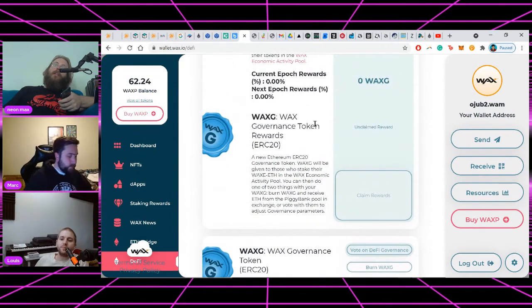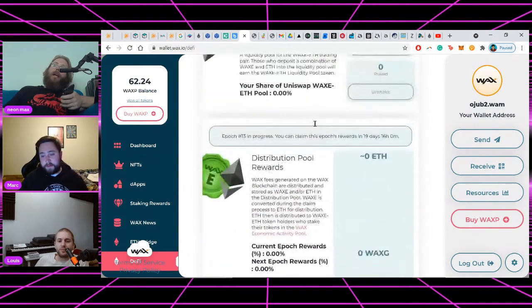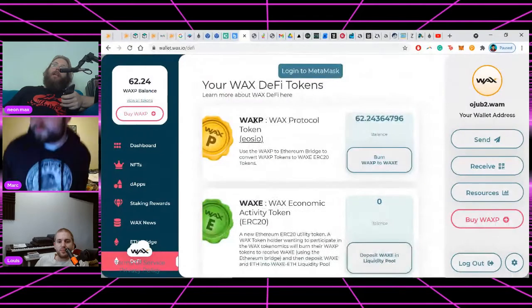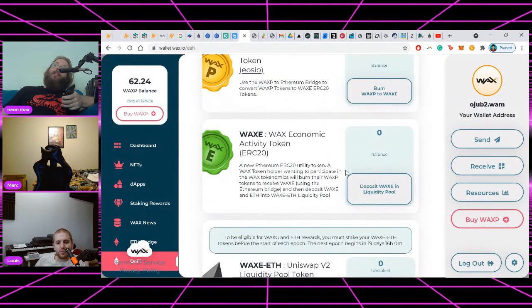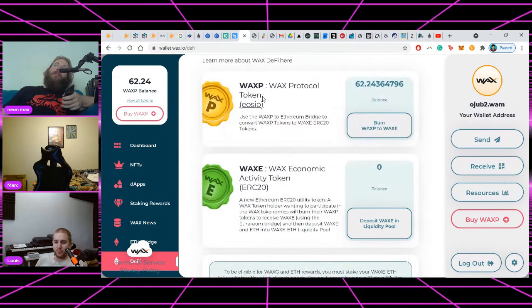This is called liquidity mining. What they're asking people to do here is to take your Wax tokens and turn them into Wax E, which is an Ethereum-based ERC20 token that represents burned Wax P. There's a fixed rate, I think it's 1,000 to 1 or 100 to 1. You get the tokens that way, and then you can trade them on Uniswap.